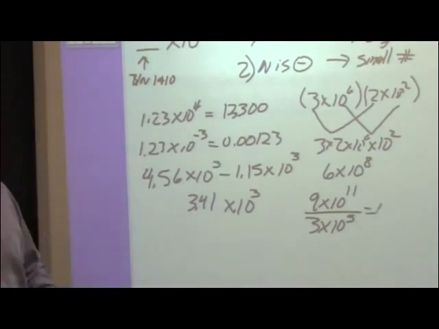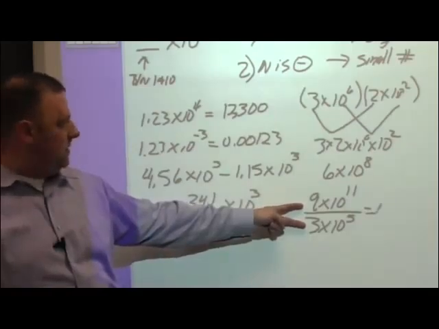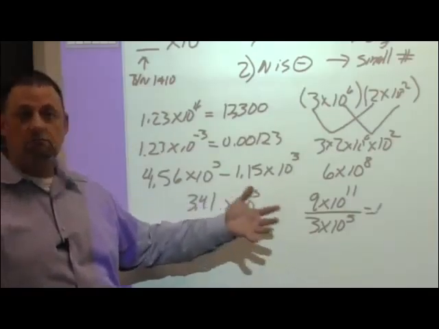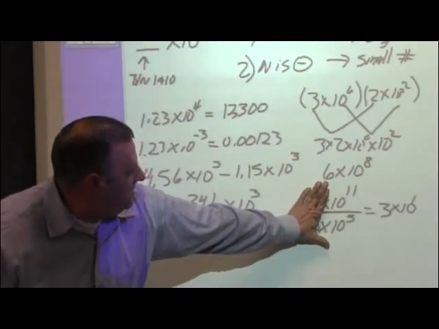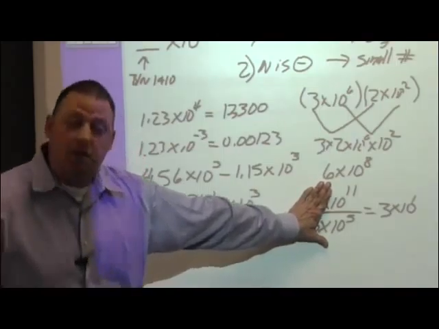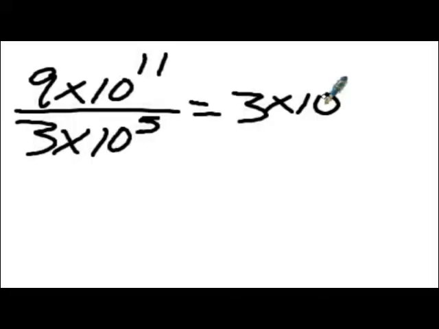In the same manner as we did multiplication, you can do it with division. You're going to look at the numbers in front of the times 10s. What's 9 divided by 3? 3. Now all you basically have is the 10 to the 11 and 10 to the 5th. What do you do with 11 and 5? You subtract them. 11 minus 5 is 6. So you're going to get times 10 to the 6th. 3 times 10 to the 6th.